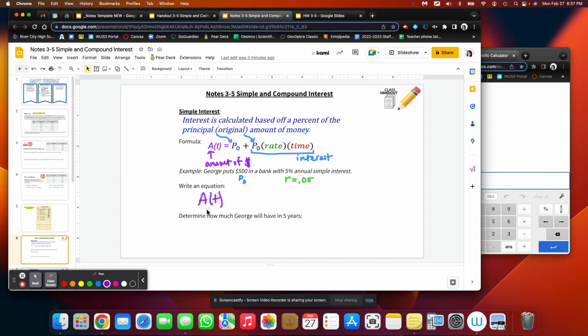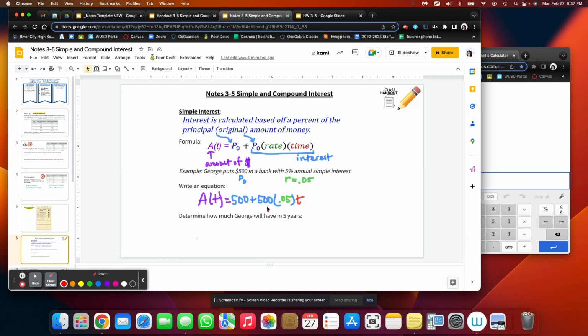So that's just function notation. This first letter doesn't really matter. We usually choose a letter that matches the problem. So since we're writing an equation for the amount, that's why I'm going to use A. So that's going to be equal to the principal amount, which is 500, plus the principal amount again, so 500, times the rate, 0.05, times time, which in this case, since we're writing an equation, we're going to leave as t.